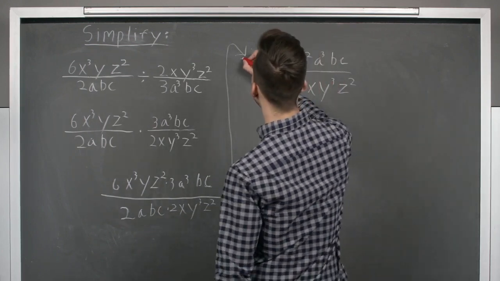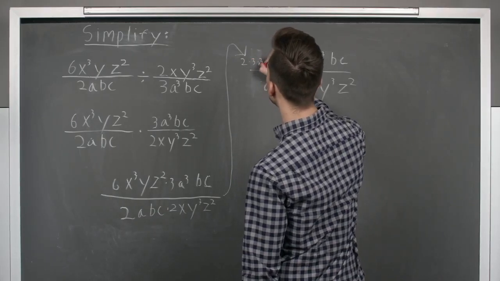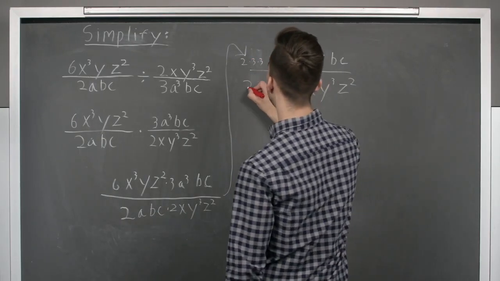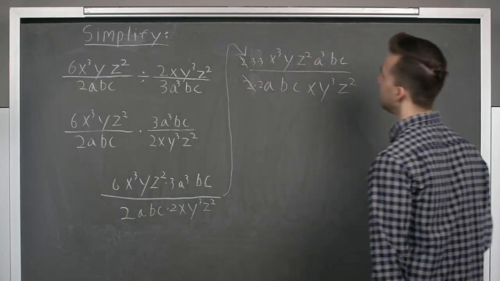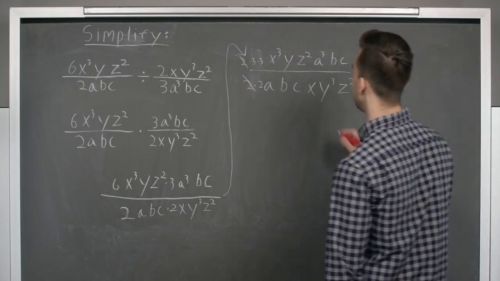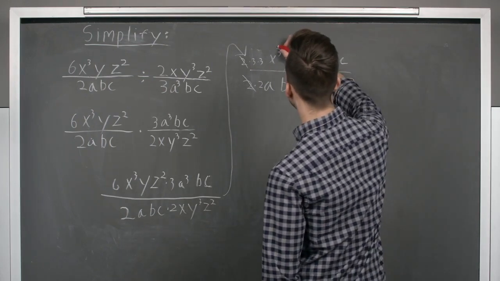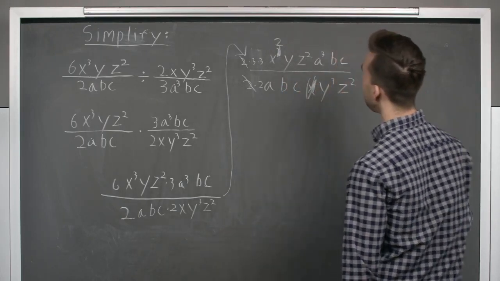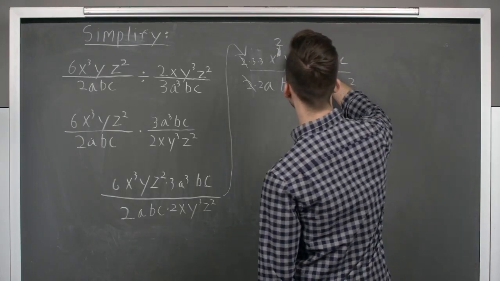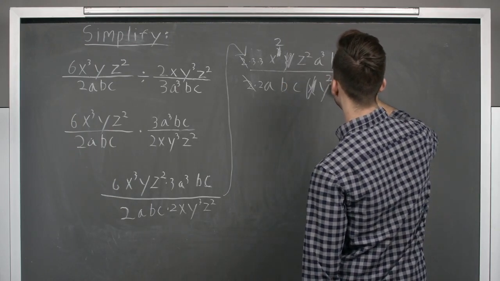18 divided by 2 is 9. 9 divided by 3 is 3. And then 4 is 2 times 2. So we can cancel a 2 out of there. And then we can cancel an x, right? So we have x squared. And then for our y's, we can cancel a y out of here, and we'll have y squared in the bottom.